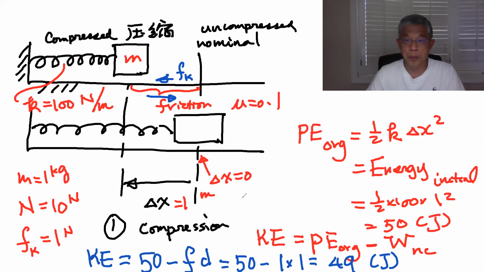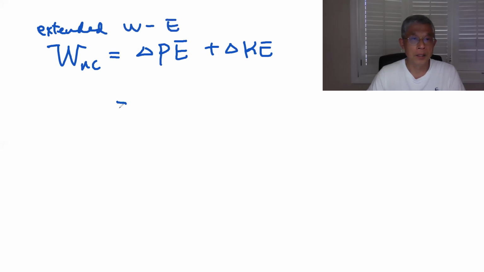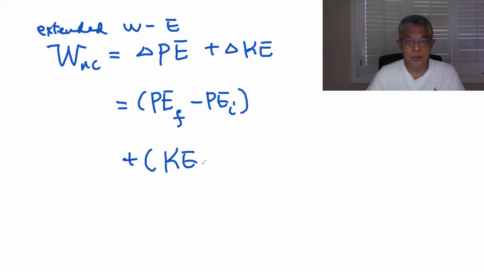Now you can see what we applied. I'm going to erase this and give you a summary here. What we applied is that the work done by the non-conservative force is equal to delta PE plus delta KE, which is the extended work energy principle. This is equal to the potential energy final minus potential energy initial, plus kinetic energy final minus kinetic energy initial.